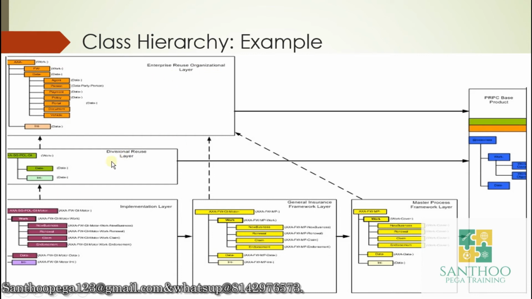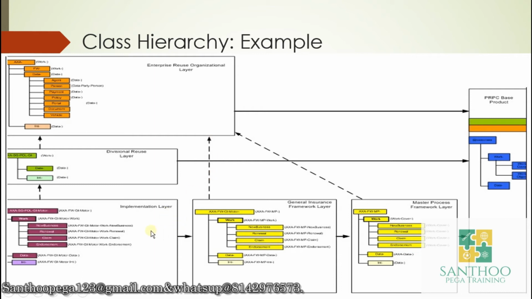This is the division layer. This is the implementation layer. I mean the combining of these things, right? And these are pointing to the base application, I mean the Pega base product, right? And this is direct inheritance, and it is pointing there.